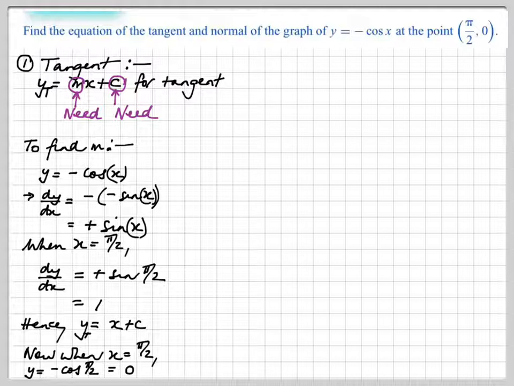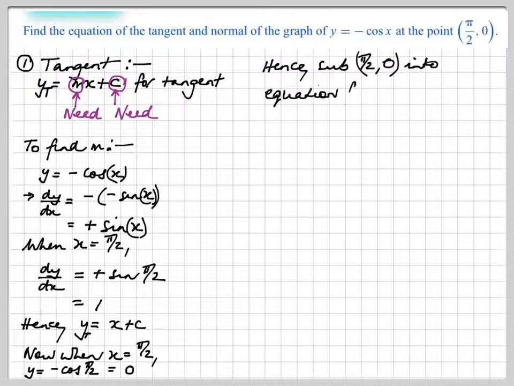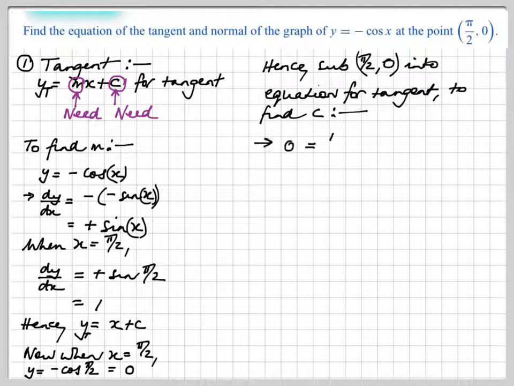y is minus cos pi on 2, which is naught. Well, that's very interesting. So that means we've got our point, pi on 2 and naught. So we sub that into our equation for the tangent, and we'll find c as a result of that. And therefore it looks like c is minus pi on 2.